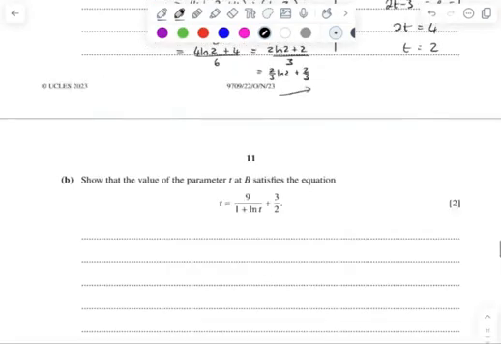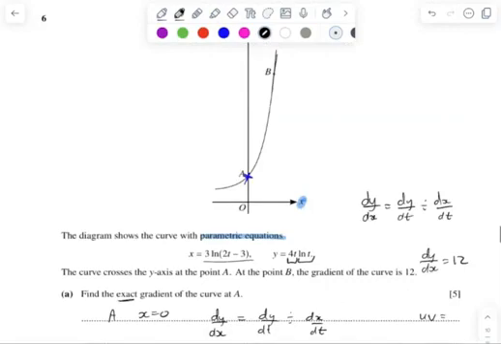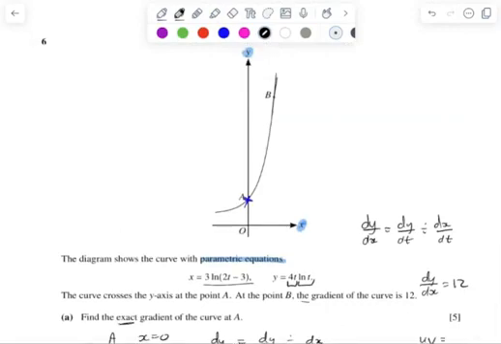Now it says show that the value of the parameter t at B satisfies this equation. Okay, so now we mustn't allow these confusing words to confuse us. To show that the value of t at B satisfies this equation, let's just go, what is happening at B? They told us that the gradient of the curve is 12. So at B, the gradient of the curve is 12.